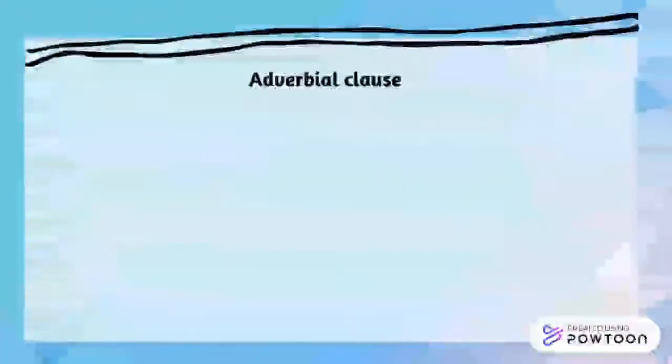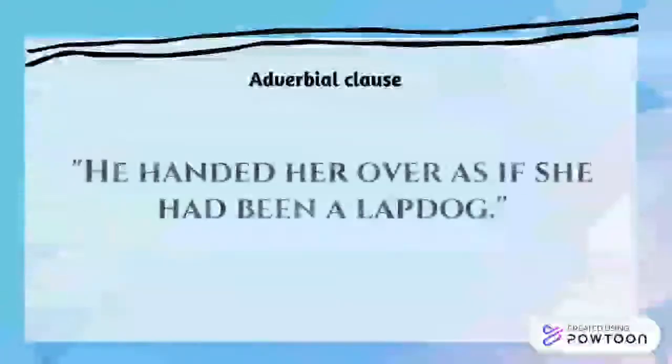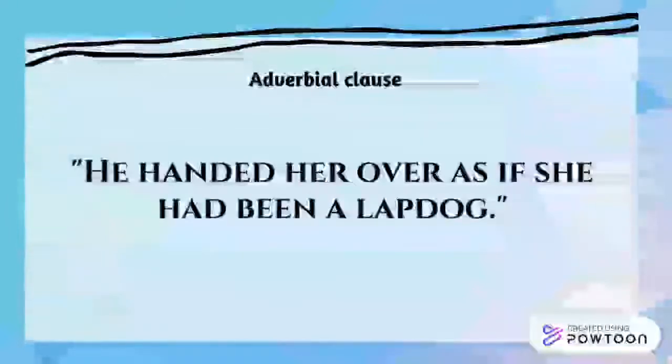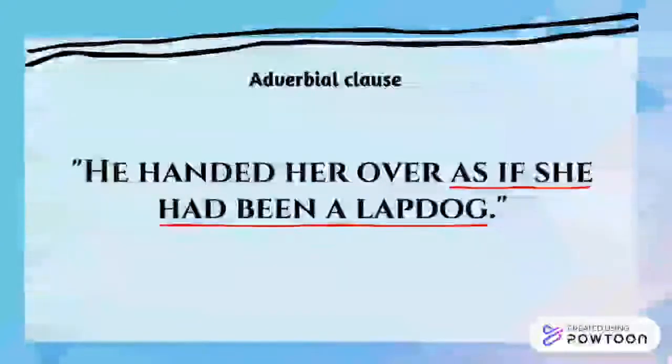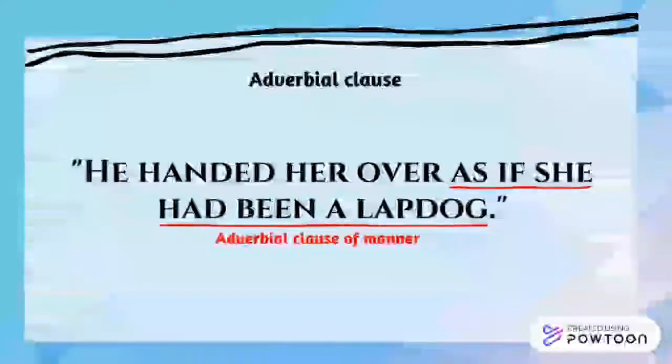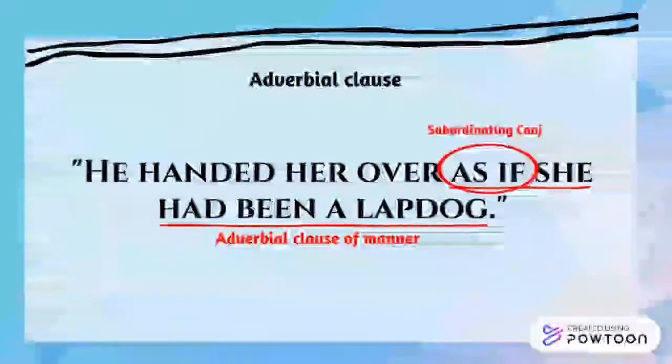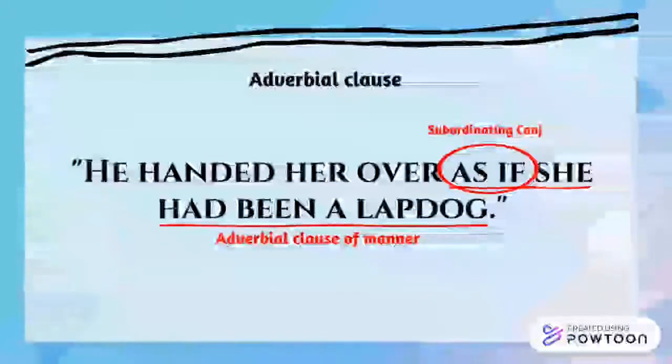Our last clause is an adverbial one. He handed her over as if she had been a lapdog. In this complex sentence, we have an adverbial clause. The independent clause is he handed her over, and the dependent clause is as if she had been a lapdog. The type of subordinate clause is an adverbial clause of manner. The adverbial clause is introduced by the subordinator as if, which is a subordinating conjunction that indicates how the action of the main verb is performed, therefore modifying the whole clause.